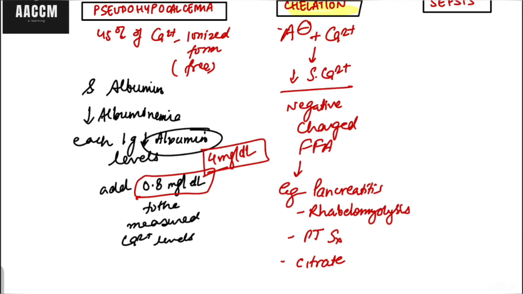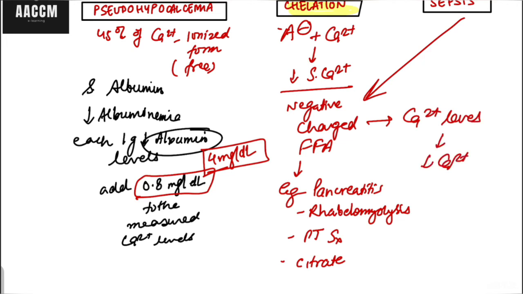Now let's talk about the same scenario, sepsis here. As I told just now, because of sepsis, there are negatively charged free fatty acids present. This will cause binding of serum calcium and cause a reduction in the calcium levels of the body, right?